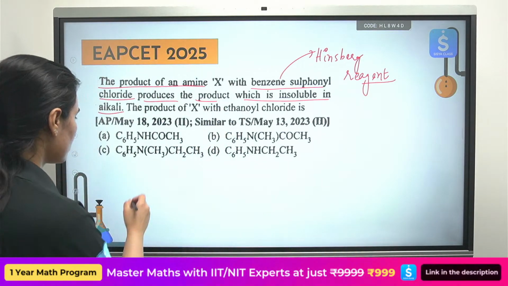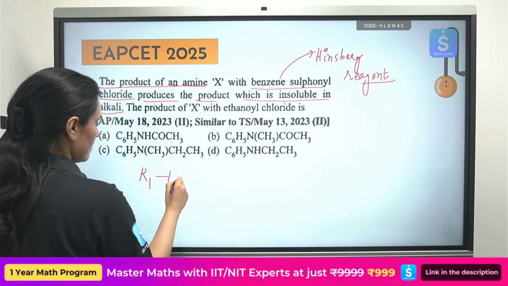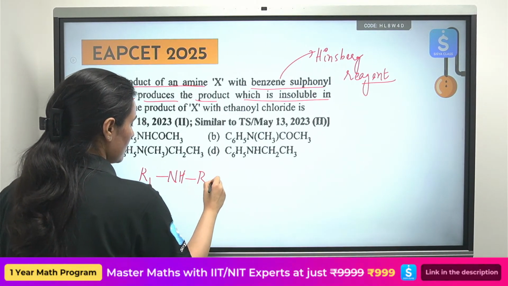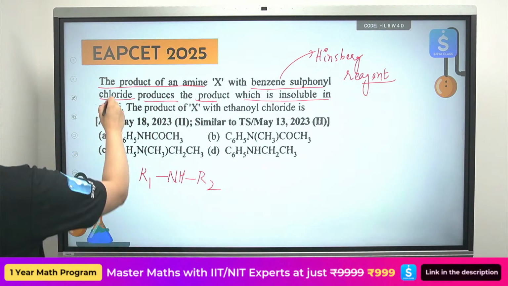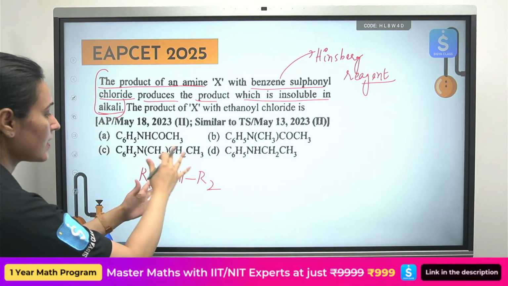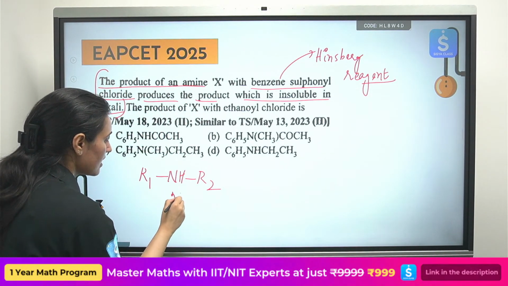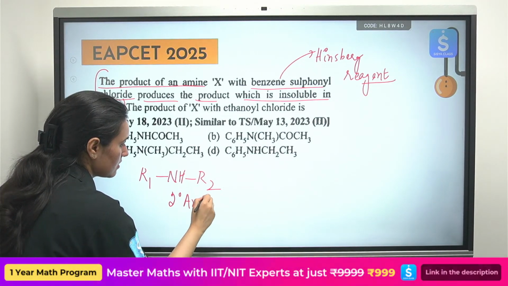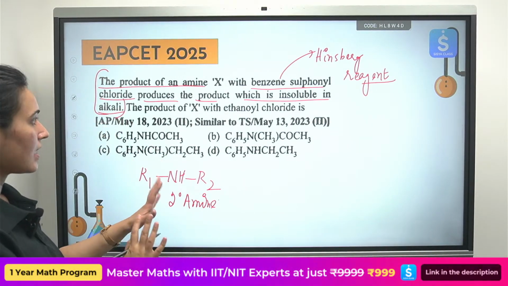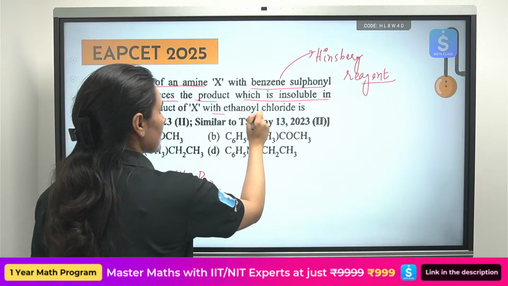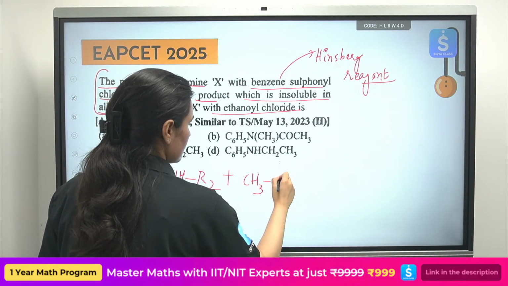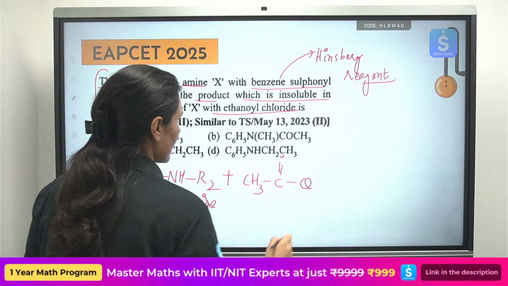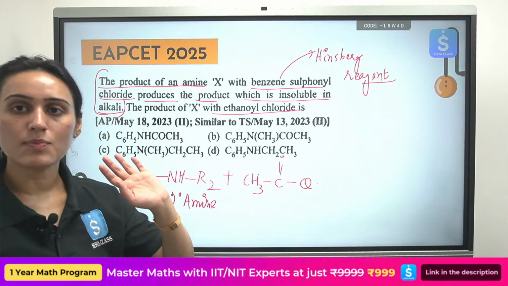All right, so R1 NH R2. It gives you an insoluble product with alkali. From this fourth statement, we have observed that this must be secondary amine. Now, this secondary amine reacts with ethanoyl chloride, and they're asking you what will be the final product that will be formed.